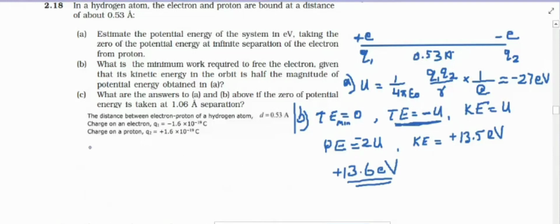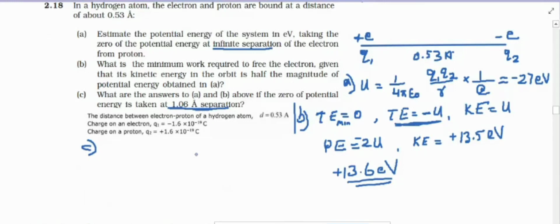Now come to part C. What are the answers to A and B above if the zero potential energy is taken at a 1.06 angstrom separation? In the first part, it is given that zero potential energy is taken at infinity. Potential energy is zero at infinity. Now you are asked to take potential energy at a 1.06 angstrom separation as zero.